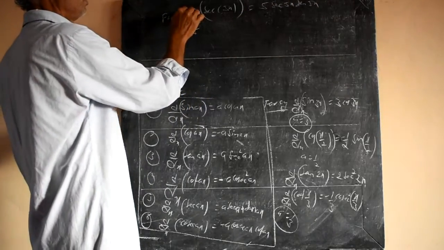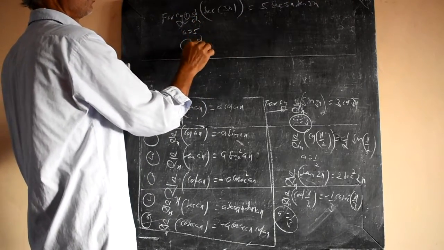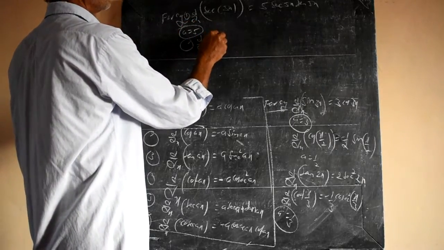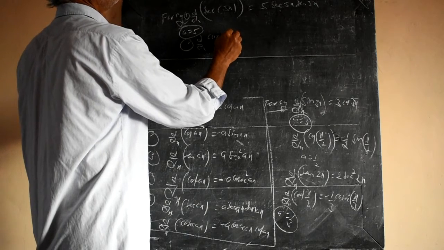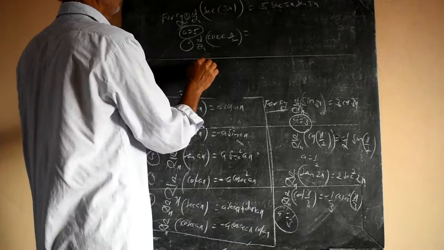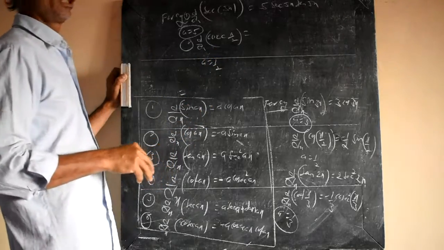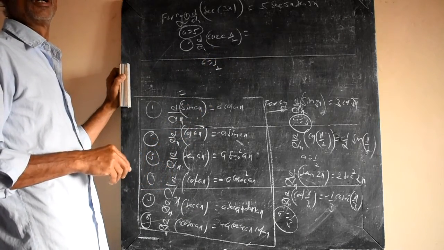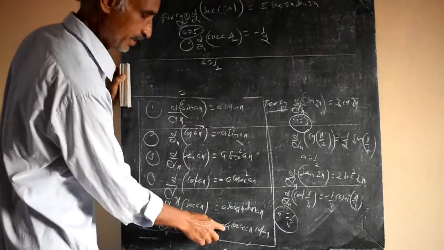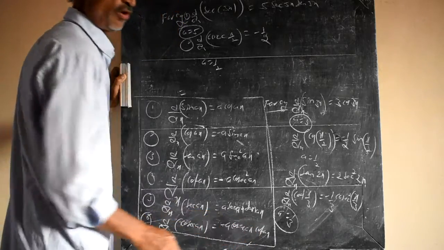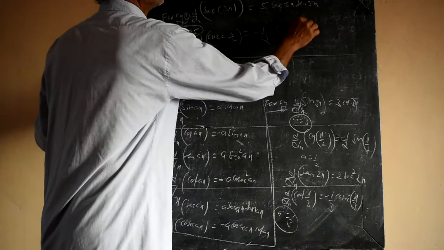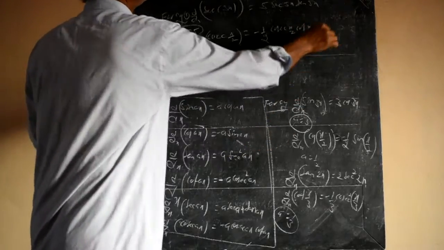And one more example, d by dx of cosec x by 2. Here a is 1 by 2. Then the cosec ax differentiation is minus a cosec ax into cot ax, which is minus 1 by 2 cosec x by 2 into cot x by 2. Okay.